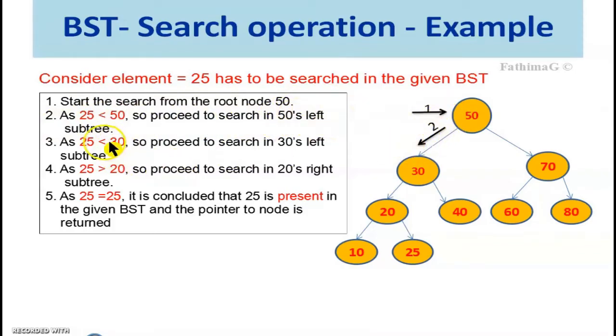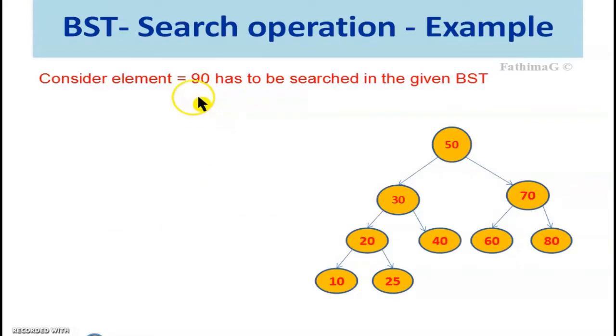Reaching the left subtree, 25 is compared with 30. As 25 is less than 30, proceed to search in the 30's left subtree. Reaching the left subtree, as 25 is greater than 20, proceed to the 20's right subtree. On reaching the right subtree, the match is found here and the pointer to the node is returned.